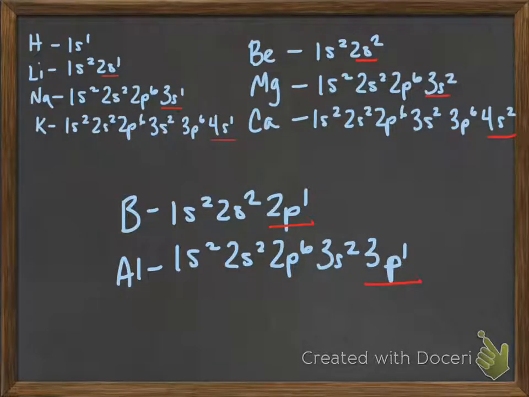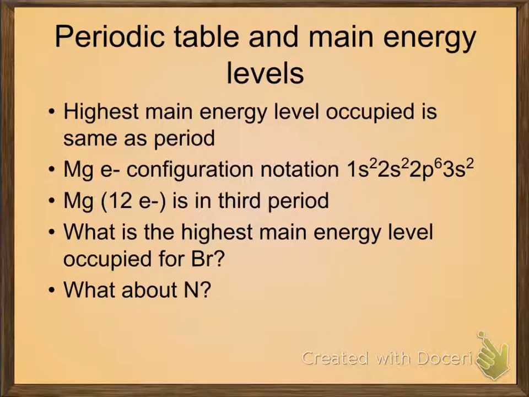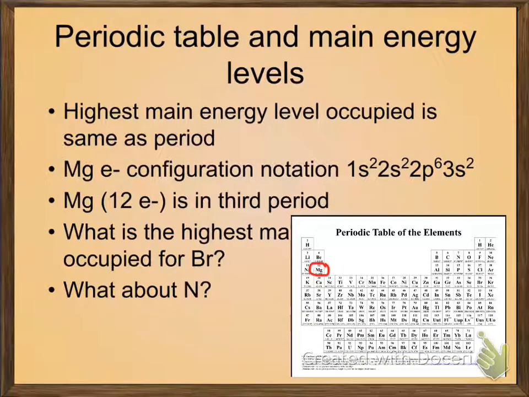By golly, the highest main occupied energy level, in other words, where the valence electrons are, is the same as the period in each of these cases. Well, that in fact is what we're going for. The highest main energy level occupied is always the same as the period. So if we look back to magnesium, right there, we know it's in the third period. We don't have to count anything. We don't have to do anything.